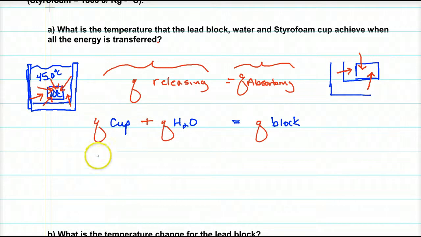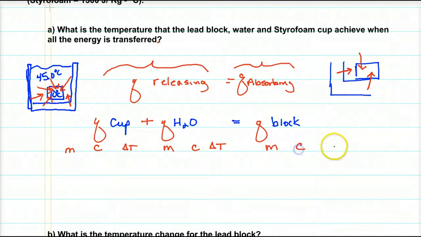All right, so what's the Q of the cup? Well, it's the mass of the cup times its specific heat times its change in temperature. Okay, and same thing here. Mass of the water, specific heat, change in temperature. Same thing here, MC change in T. Now we got to evaluate this change in temperature, okay?